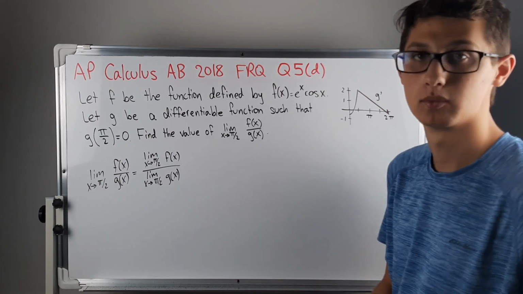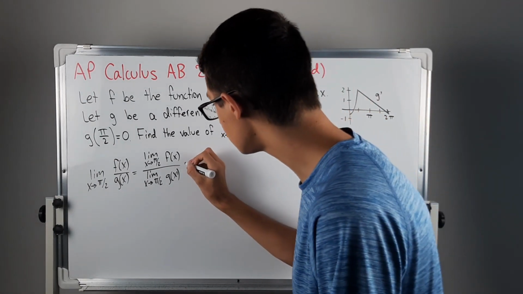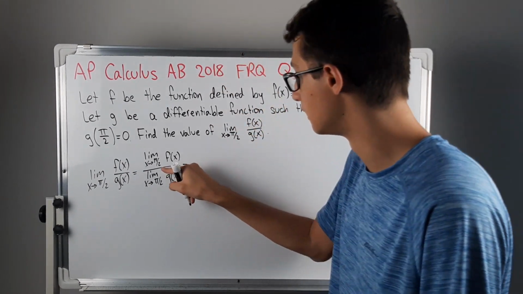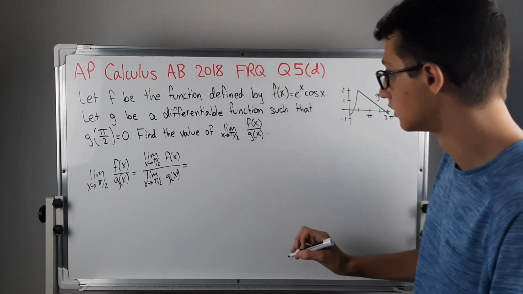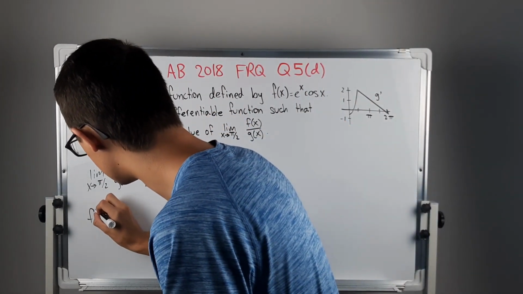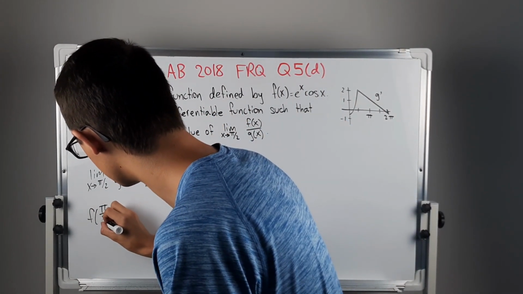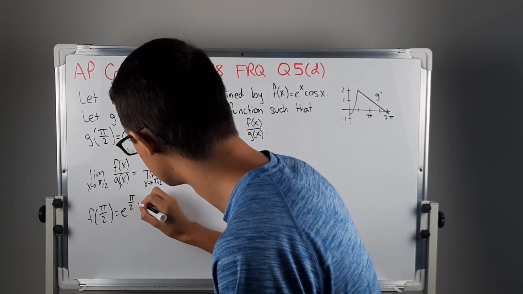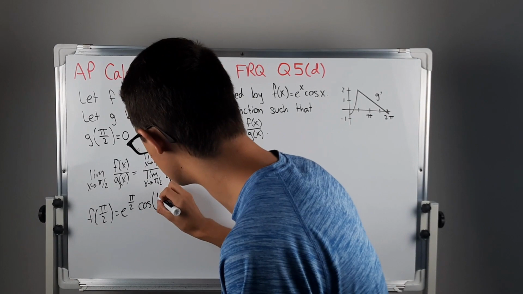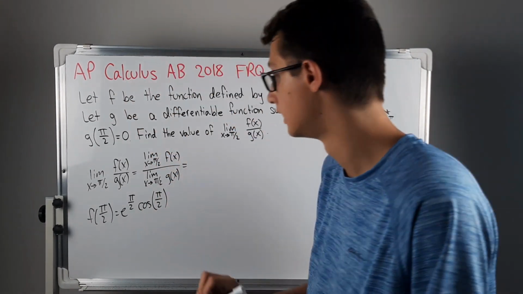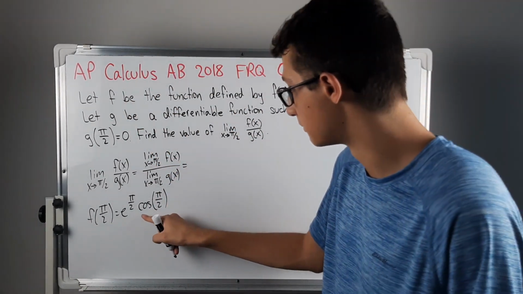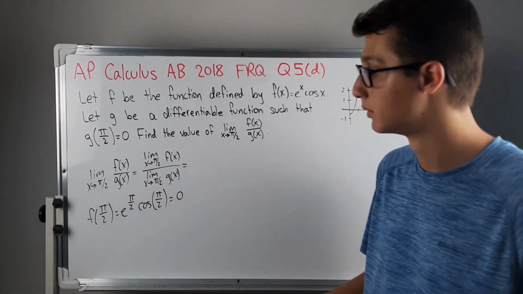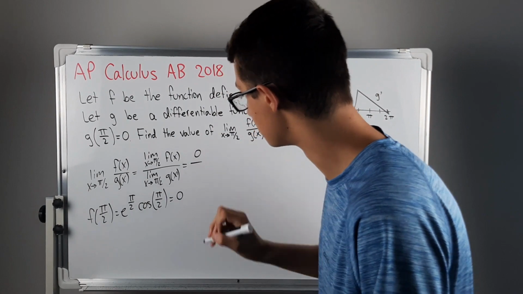So we can start with f of x. If we want to plug in pi over 2 to f of x, let me just write here that f of pi over 2 is what we're looking at specifically. That's going to be e to the pi over 2 times cosine of pi over 2. Thing is, cosine of pi over 2 is 0, and that means that this whole thing is 0. So we have 0 on the top.